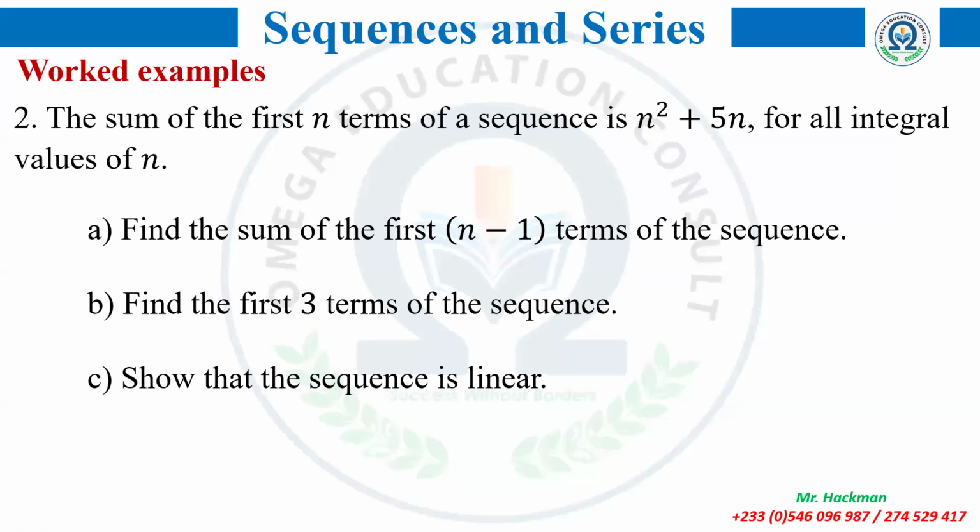The sum of the first n terms of a sequence is n squared plus 5n for all integral values of n. With this one, the phrase "all integral values of n" is basically there to confuse you. If you've not seen that before, now you've seen it. Let me explain. Whenever we talk about integral values of n, we are looking at integer values of n. So n can be 1, 2, 3, 4, and so on. Is my point well made? Yes, sir.